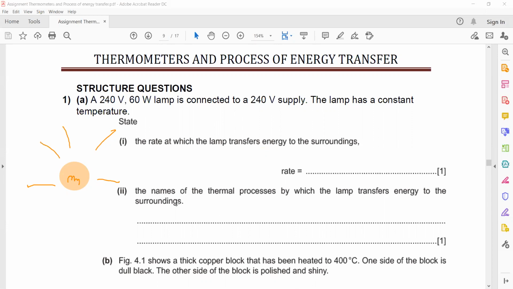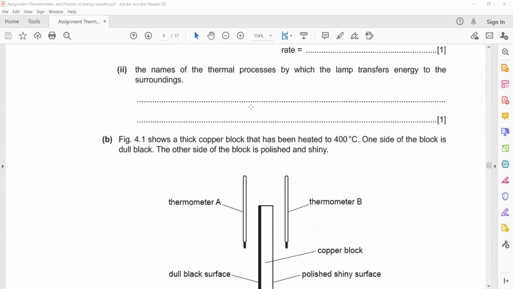But if you read the question, they mention names of thermal processes, so it should be plural. We have to write two. One is convection, because the surrounding air will become hot, and that hot air will rise. So one is convection, and the other one is radiation. If it was only name, then I would mention only one, and radiation is the best answer in that case.